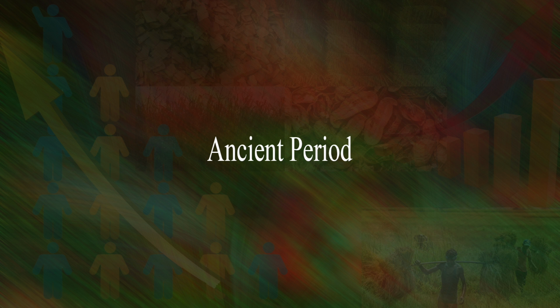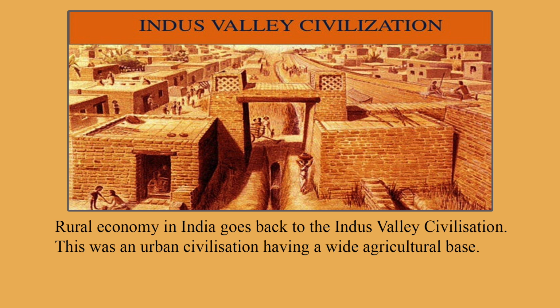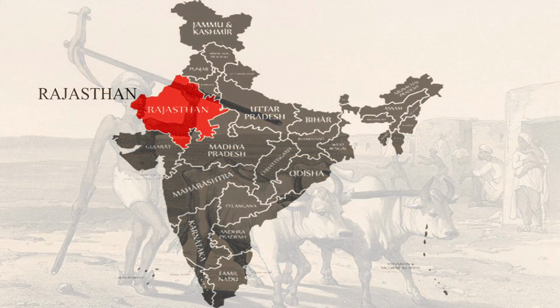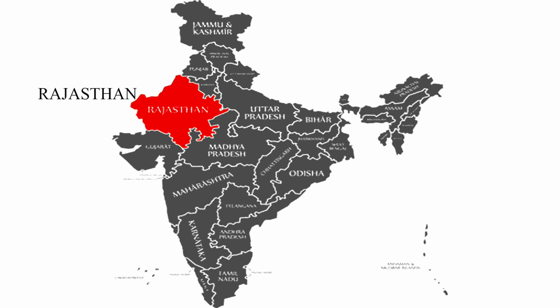Now, let us understand the nature of rural economy in ancient and medieval periods of time. Now, the ancient period. Rural economy in India goes back to the Indus Valley civilization. This was an urban civilization having a wide agriculture base. Plough cultivation was known to the rural people. Its evidence was found in archaeological excavations at Kalibangan in Ganganagar, Rajasthan.